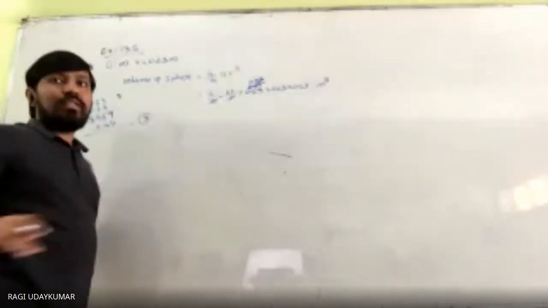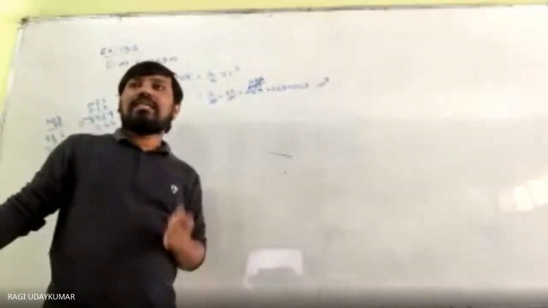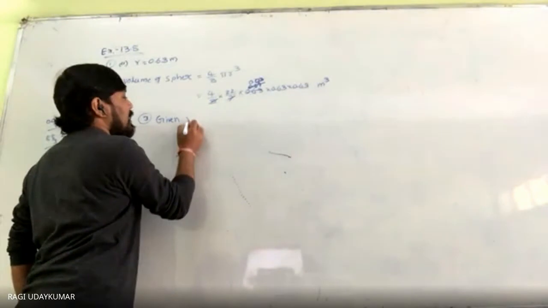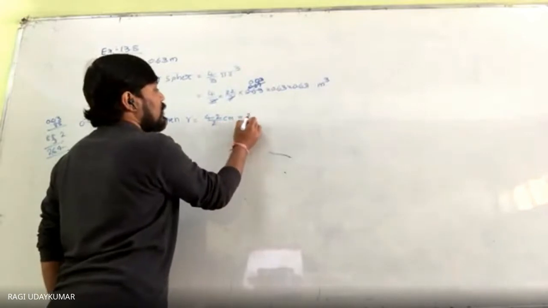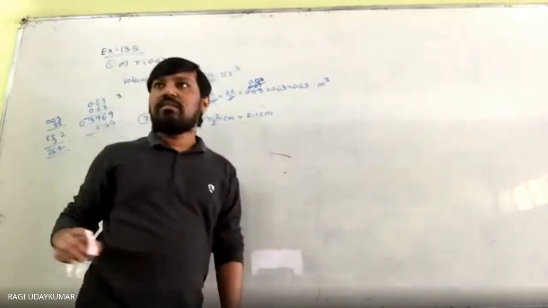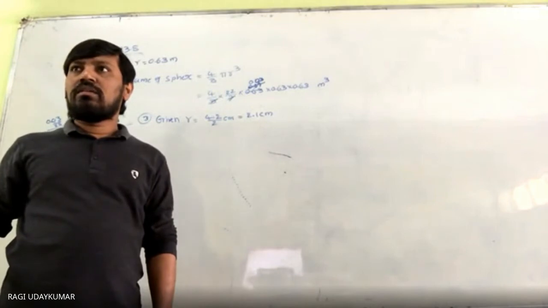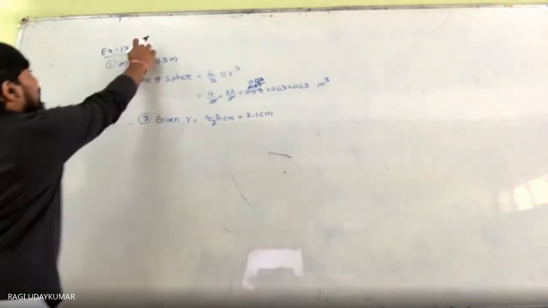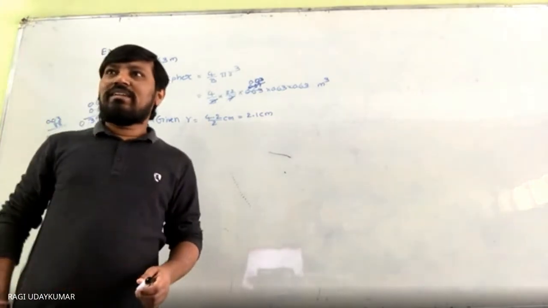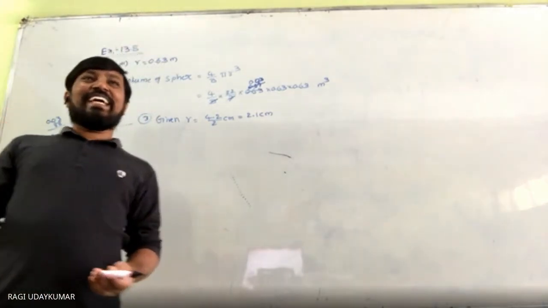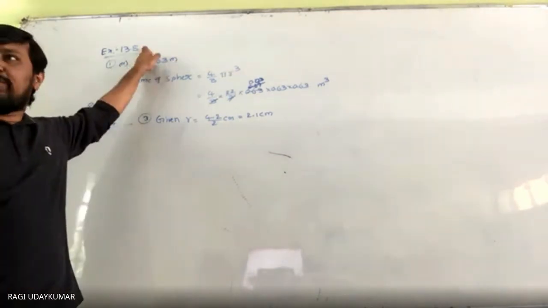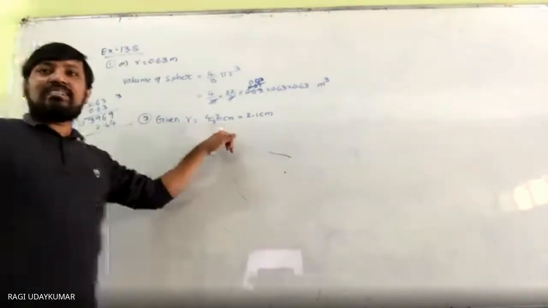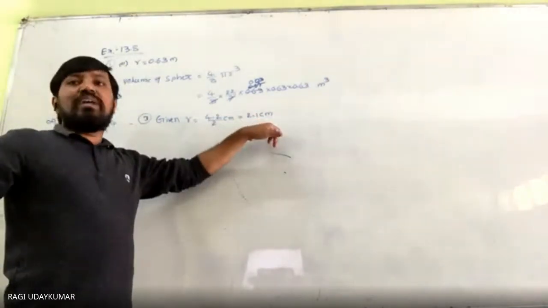Don't worry. The third one: the diameter of the metallic ball is 4.2 centimeters. So what is given here? Let us write here. Then radius is equal to 4.2 by 2 centimeters, that is 2.1 centimeters. This is 8, right? It's not visible to you. So radius is equal to 4.2 by 2, that is 2.1 centimeters.